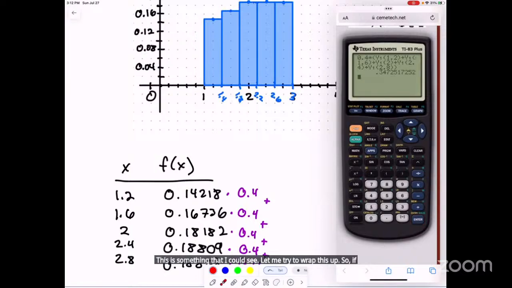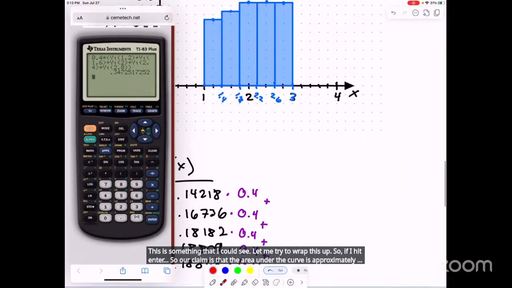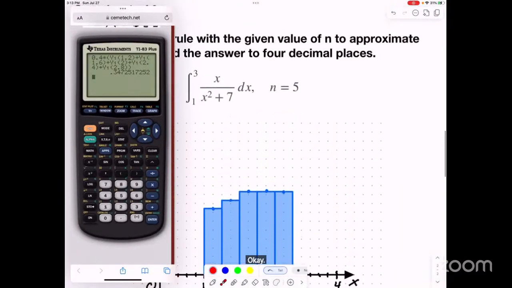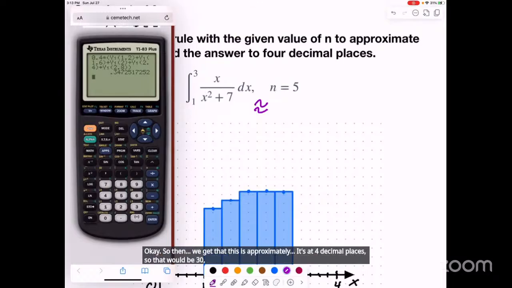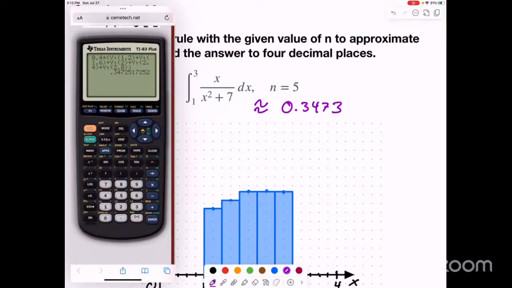So if I hit enter, our claim is that the area under the curve is approximately that. Okay. So then we get that this is approximately, at 4 decimal places, 3473. Now what we can do is actually find the integral and evaluate it, and we should get something close. If we get something close, then we can be kind of confident.